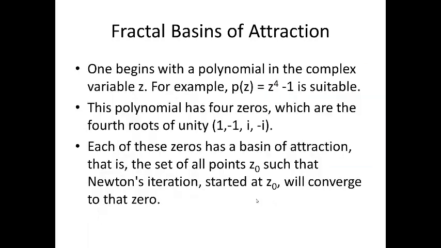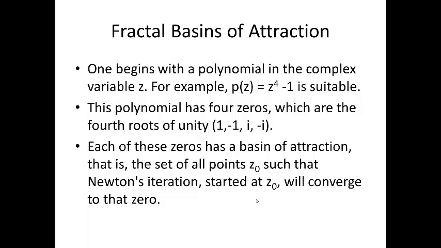So what we start out with is we begin with the polynomial in the complex variable z. For example, p of z is z to the fourth minus 1. That's suitable. Now, that polynomial has 4 zeros. Now, because we have z to the fourth minus 1, those are going to be the 4 roots of unity. So it's the roots of unity for a complex number, or any complex number that gives 1 when raised to some integer power n. So 1 raised to the fourth gives us 1, minus 1 to the fourth is 1, i to the fourth gives us 1, minus i to the fourth gives us 1.